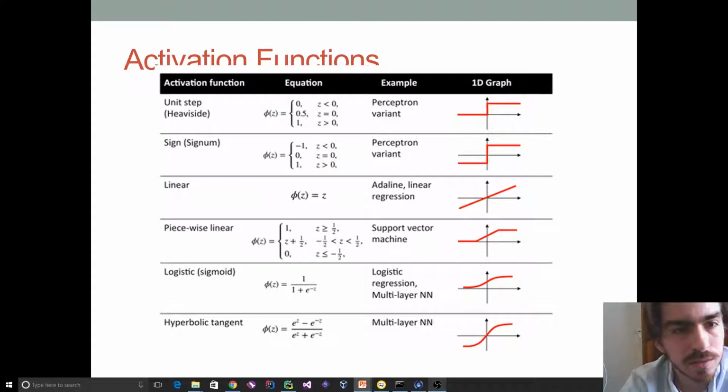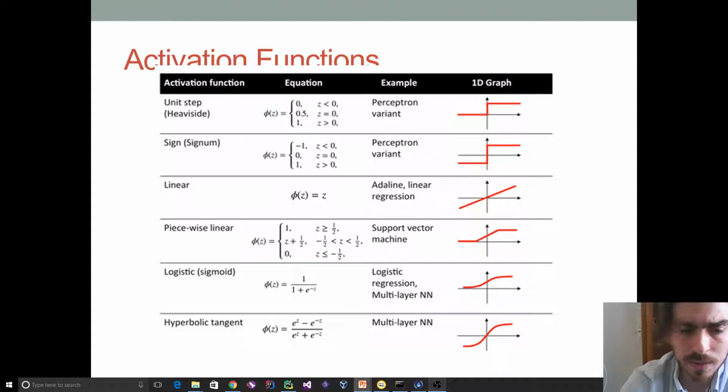Oops, I changed the style on the slide so it's covering the top, but oh well. There's a unit step, SIGN, linear. Linear is kind of boring, but piecewise linear, logistic, which is a sigmoid function, hyperbolic tangent. There's a rectified linear unit, which is not on this diagram. Each of these, except for the linear one, are nonlinear activation functions. And the purpose behind it, again, is to introduce some nonlinearity, some complexity into our model.